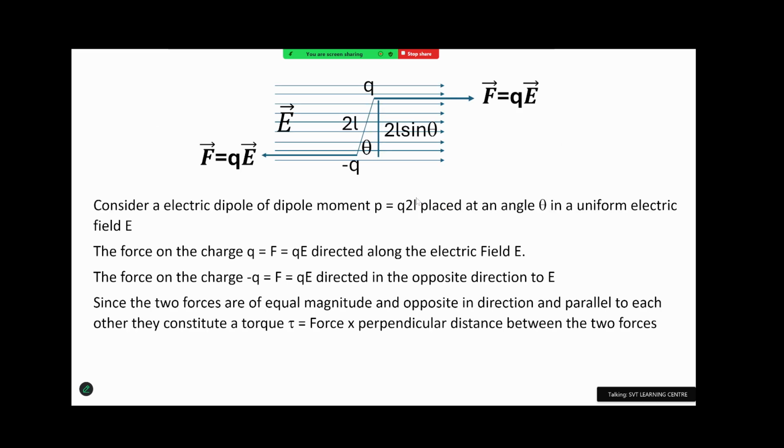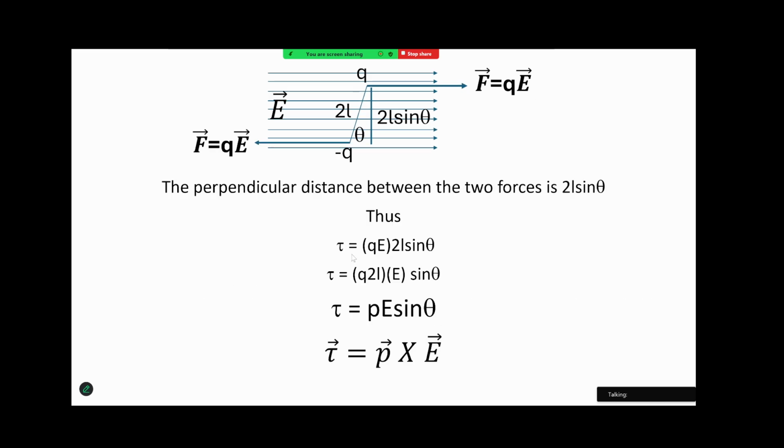So this looks like this. The force due to the positive charge is given, the force due to the negative charge has the same magnitude but is in the opposite direction. The two forces are parallel to each other and opposite in direction, so they constitute a torque. The perpendicular distance between the two forces is 2l sin theta. So tau is given by force into perpendicular distance. So tau will be equal to qE, that is the force, into 2l sin theta. Rearranging the terms, q into 2l will become the dipole moment, E is the electrical field, into sin theta. From vector algebra we know that tau, a vector, will be P cross E.